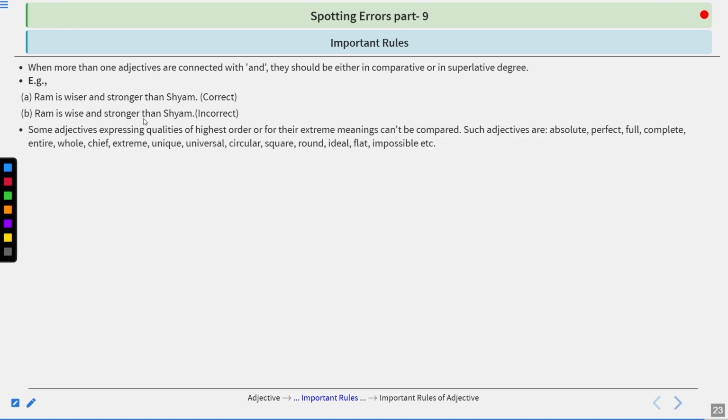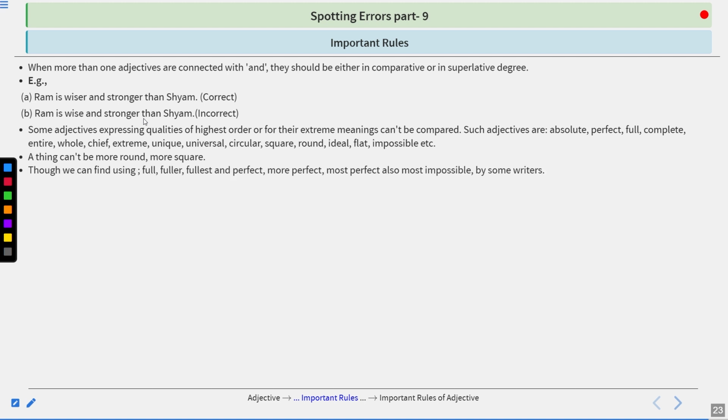Some adjectives expressing qualities of the highest order or extreme meanings can't be compared. Such adjectives are absolute, perfect, full, complete, entire, whole, chief, extreme, unique, universal, circular, square, round, ideal, flat, impossible, etc. So they express their highest qualities, and they can't be compared. A thing can't be more round or more square, as you know. Though we can find full, fuller, fullest, perfect, more perfect, most perfect, and also most impossible used by some writers.